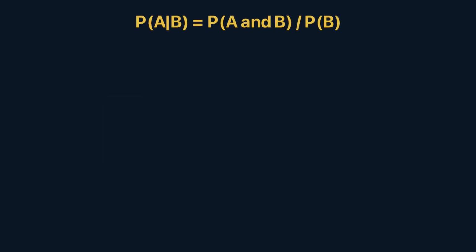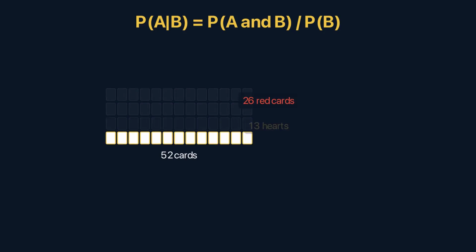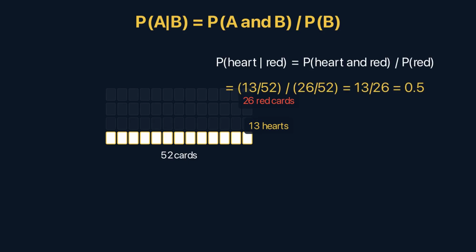P of A given B equals P of A and B divided by P of B. You restrict the universe to outcomes where B occurred, then ask how often A also occurs. From a standard deck, P of heart given red card equals 13 out of 26 equals 1/2. Knowing the card is red narrows the possibilities from 52 to 26.